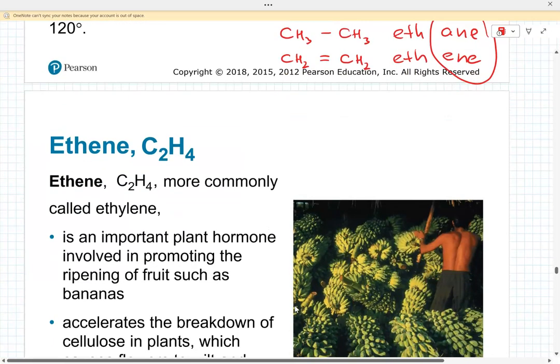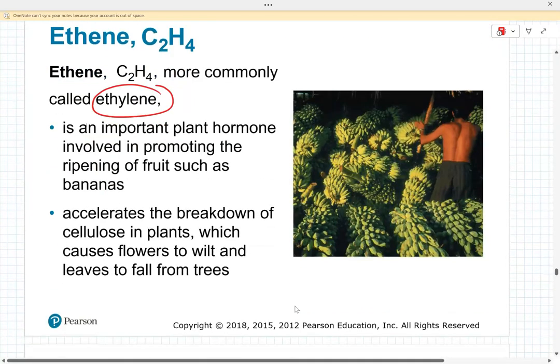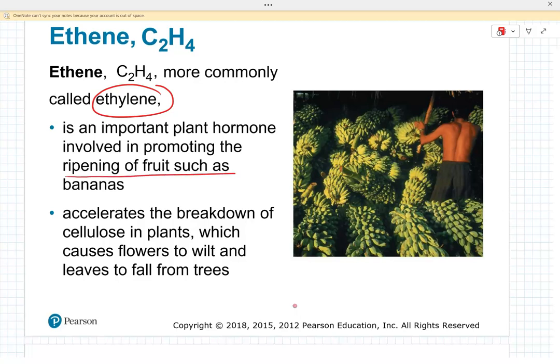The common name for ethene is ethylene. And ethylene is surprisingly one of the plant hormones, that is true, that facilitates ripening of the fruits. And there are actually certain combinations. Well, first of all, here's a good example, bananas.